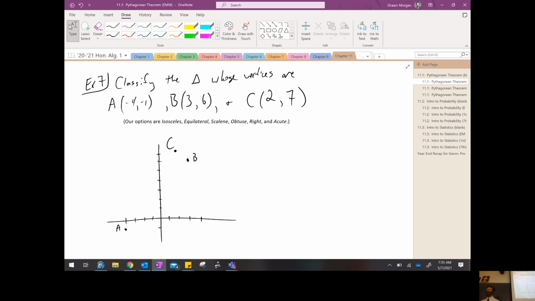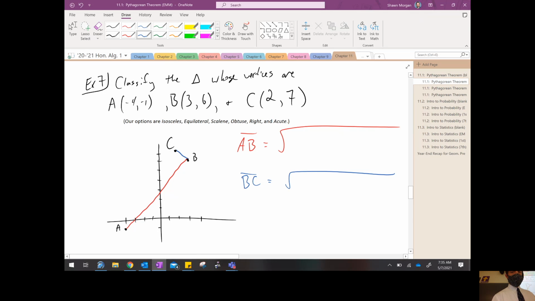Now, it says classify the triangle whose vertices are A, B, and C. I went ahead and plotted those out for your viewing pleasure. You don't have to graph them out. But what I thought we might do is draw ourselves a little picture here. I'll use red for AB. We'll use blue for BC. And we'll use green for AC. And so what we're going to do is use our distance formula 3 times.